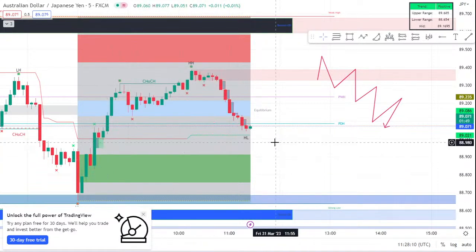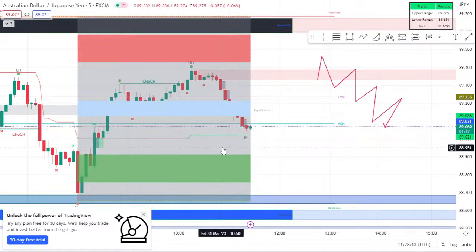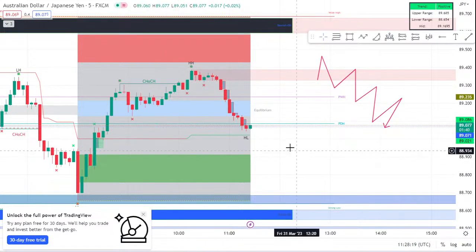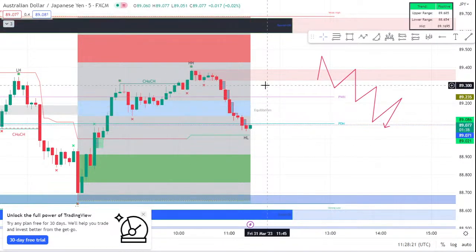That is one thing that I know. So I'll have to wait for a few, like it might come down multiple times just to collect these orders. And once it has collected this order over here, you will see it pushing to the upside. Yeah, it will push to the upside.